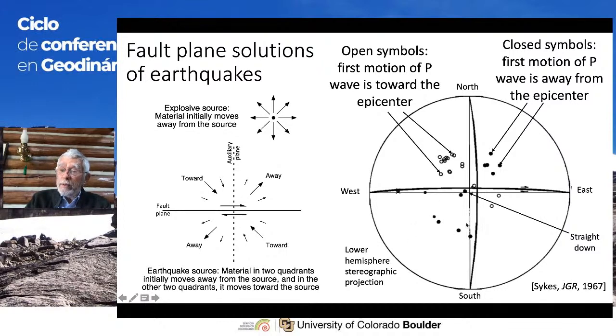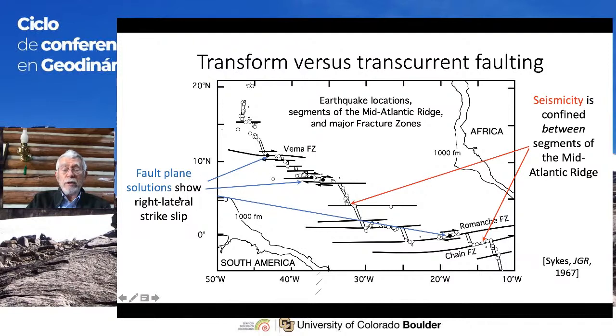Again, outward in this case, the P wave initially moves away, and then in this case, inward, the P wave initially moves towards. And so these data imply slip on a plane. It's nearly vertical, trends east-west, and it would have right lateral strike slip. It could mean a plane that's nearly north-south and with left lateral slip movement in the opposite sense. From this information alone, you can't tell. But when Sykes did this, the fault plane solutions for the Mid-Atlantic Ridge all showed right lateral slip, consistent with transform faulting for earthquakes in here.